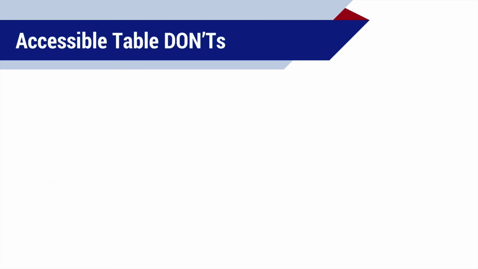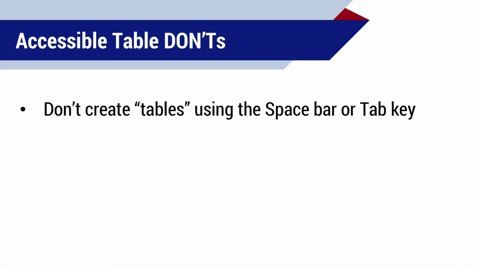There are also a few accessible table don'ts that you should keep in mind. First, don't use the spacebar or the tab key to create the appearance of a table. There's no way to add alt text or header row formatting to a fake table, and it's also really easy for all the fake rows and columns to get out of alignment, which is annoying for everyone.